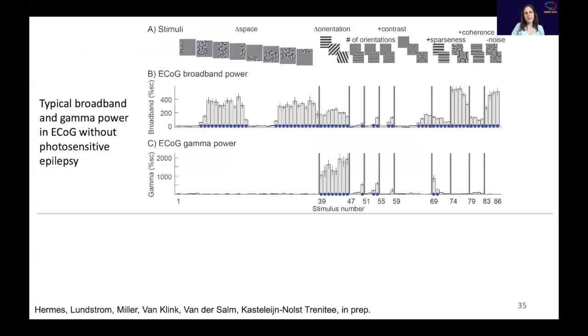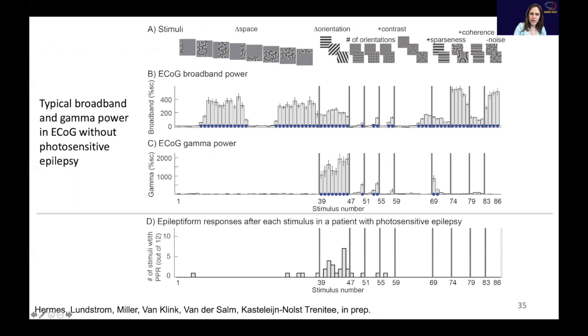And we compare that to the typical broadband and gamma power in ECoG without photosensitive epilepsy that I showed you before. So this is just exactly what I showed you before, typical broadband and gamma power for all these 86 different stimuli in patients without photosensitive epilepsy.